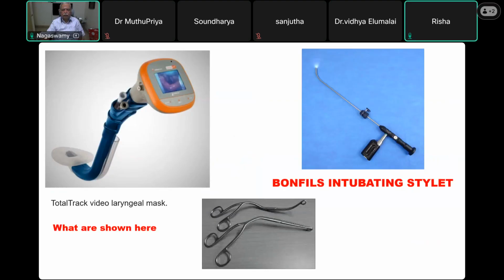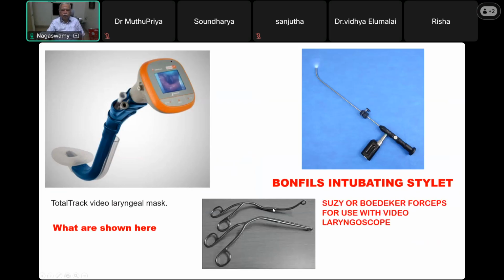Can you identify these two? Magill forceps. This is Magill, very good. What is this? One is called Suzy Bodecker forceps, for using with a video laryngoscope. The top one is the Magill forceps, used for direct laryngoscopic intubation. When you use a video laryngoscope, you have to use this for guiding the tube, and that is called Suzy Bodecker forceps, whereas this is your standard Magill forceps.